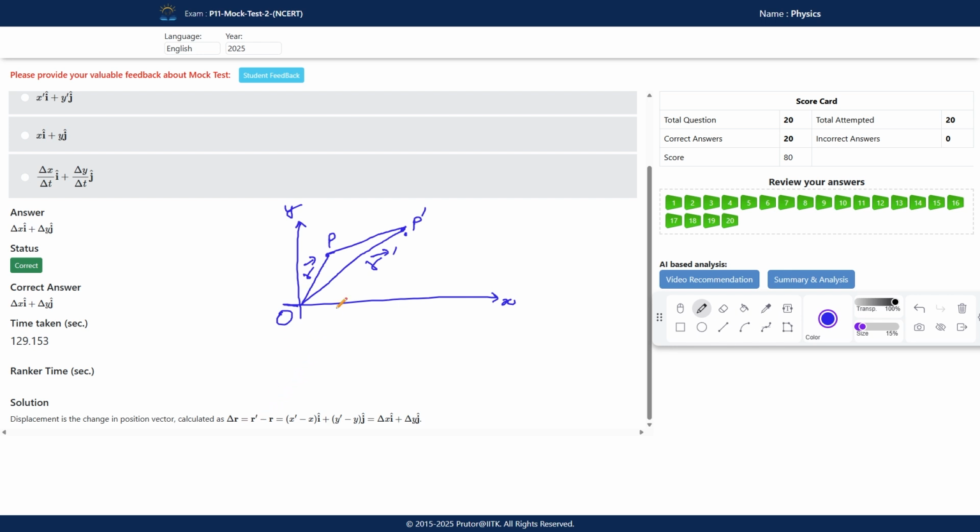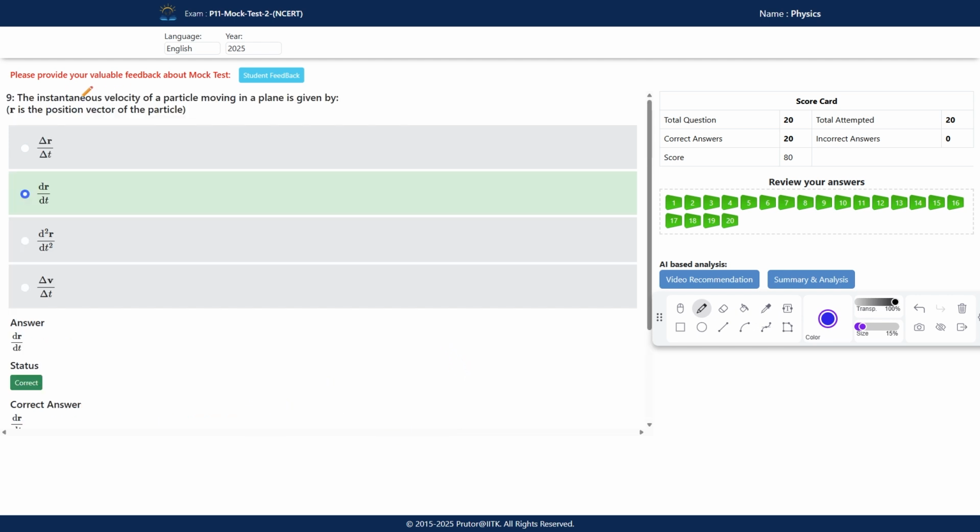So delta r is equal to what? r prime minus r. So r prime is x prime i cap, and r is x i cap, this is for the x-axis, and for the y-axis it will be y prime minus y j cap. So it will be delta x i cap plus delta y j cap. This is clear.